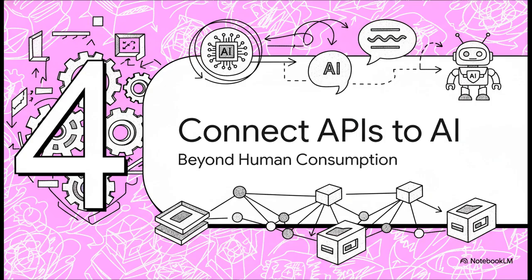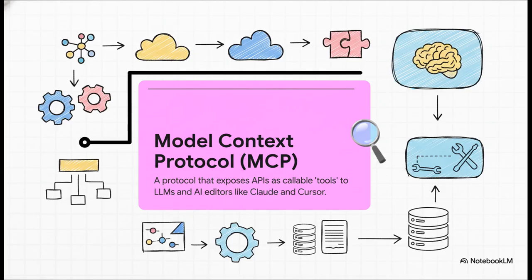Okay, last but not least, let's talk about how these APIs are designed from the ground up, not just for web apps, but to be used directly by AI agents and large language models. This is all made possible by an emerging standard called the Model Context Protocol, or MCP. The easiest way to think about it is that it lets an API advertise what it can do, so that an AI model knows exactly how to call it to get a task done.